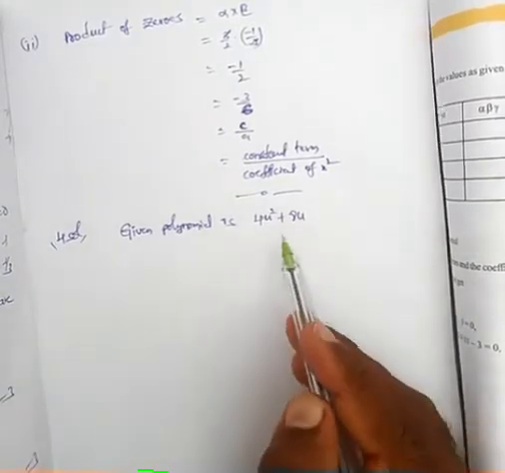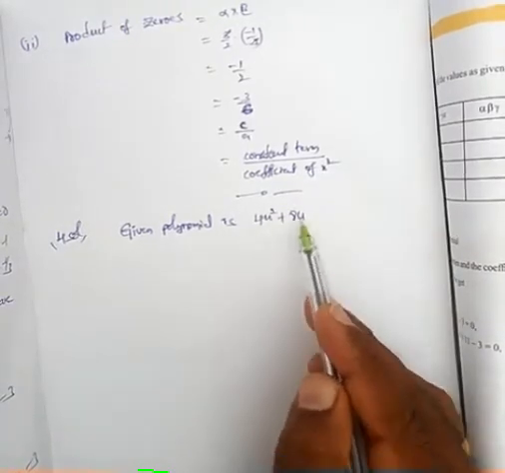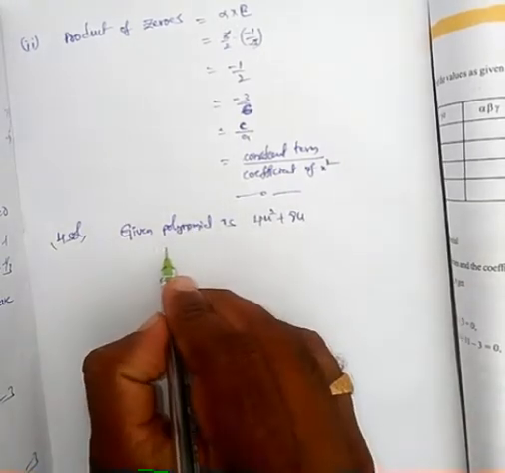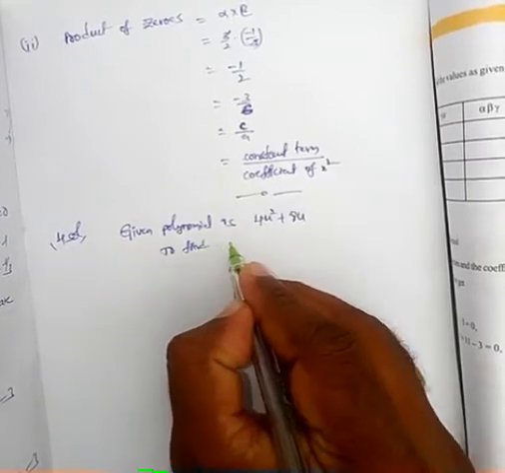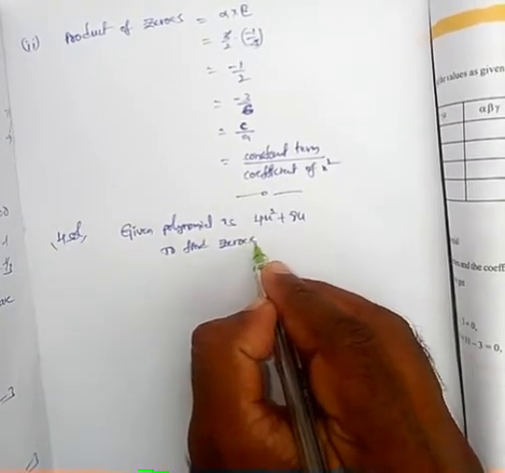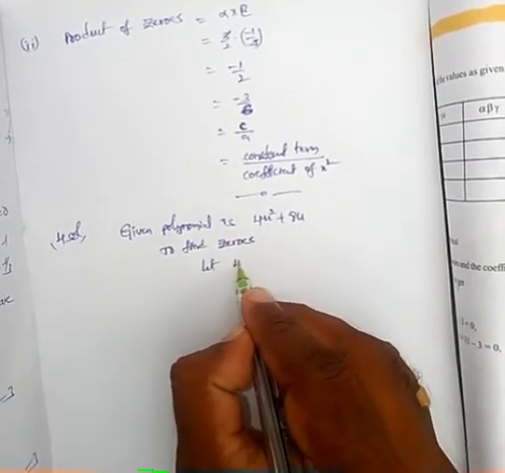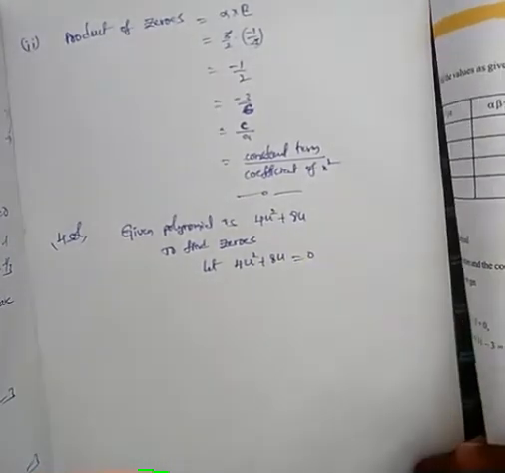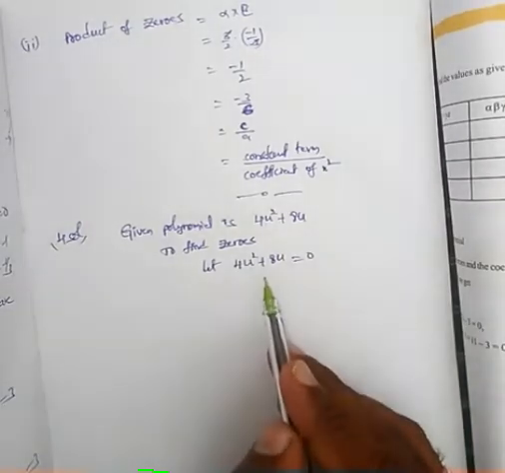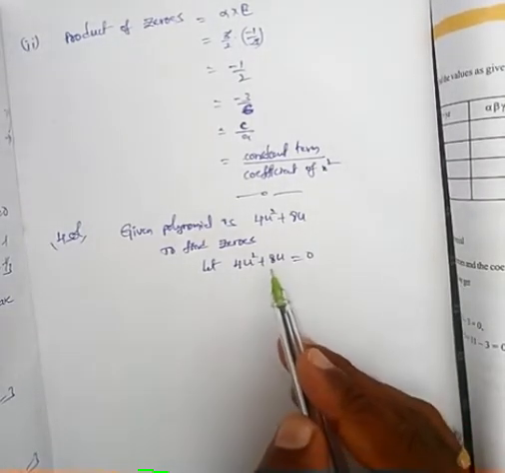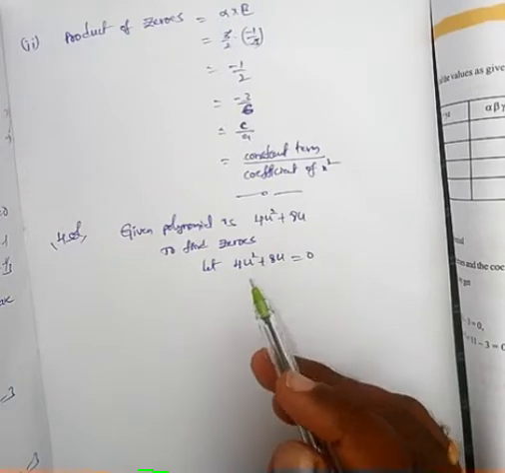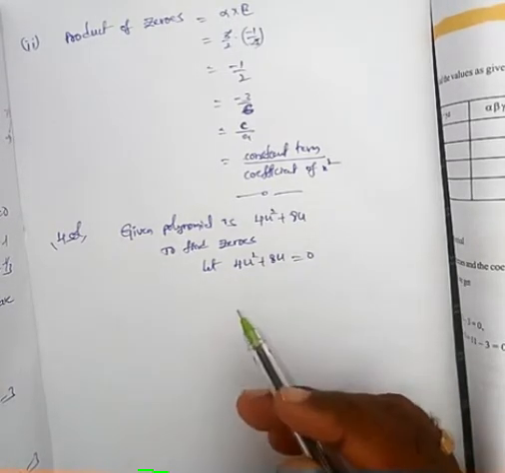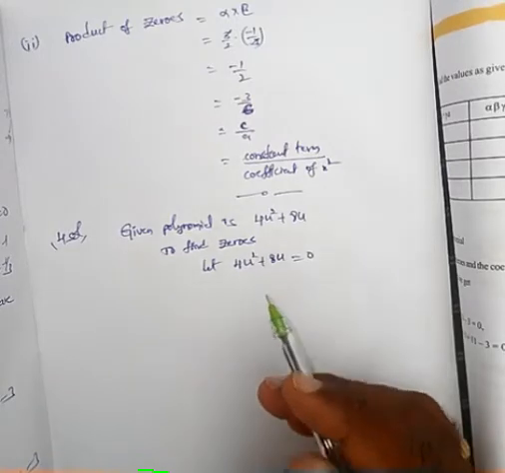Children, as you know that to find zeros you can equal this polynomial with the 0. To find zeros, let 4u square plus 8u is equal to 0. So at first we have to calculate the zeros of this polynomial, and then we should verify the relationship between the zeros and coefficients.